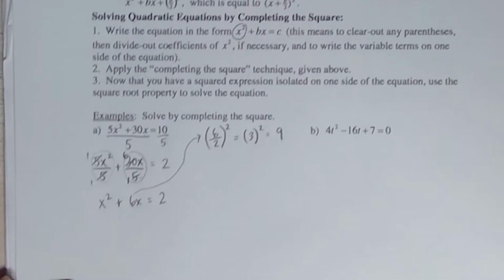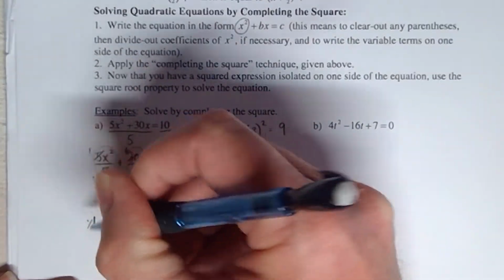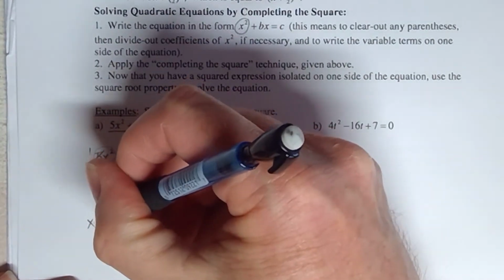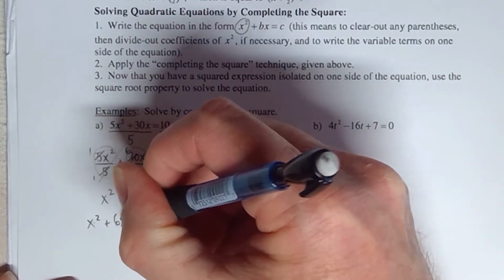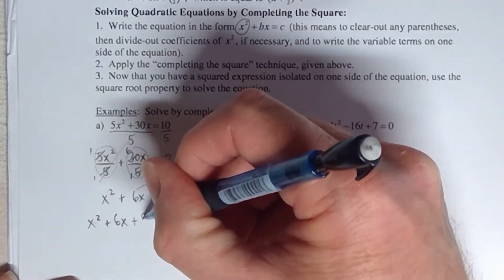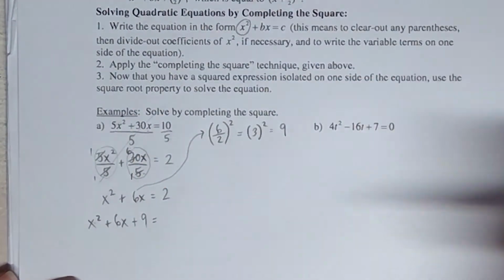Let me show you that. Okay, so we're going to take the same equation here, and we are going to add 9 to both sides. The real motivation here is to add the 9 to the side that has the variables on it. You'll see why here in a second.